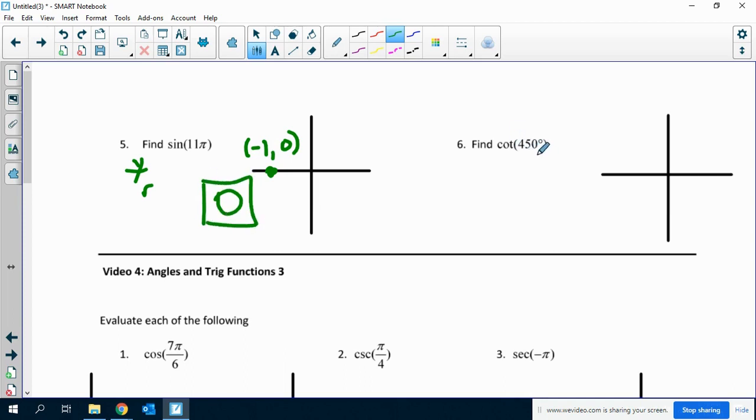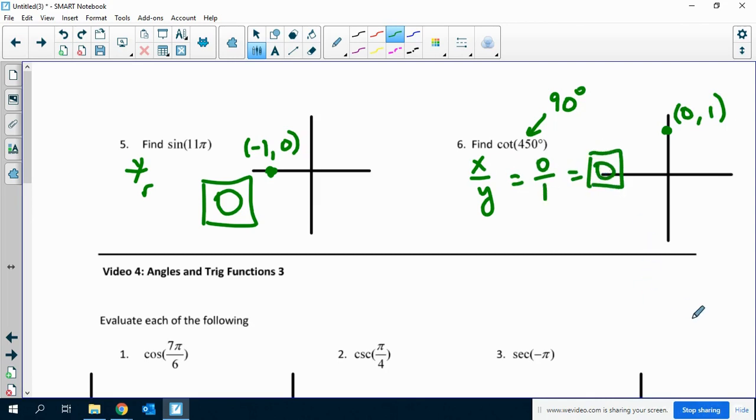Cotangent of 450 degrees. 450 degrees is coterminal with 90 degrees. So that puts us up here. And cotangent of 450, cotangent is x over y. And if I have the point 0, 1, x is 0 and y is 1, so 0 divided by 1 gives me 0. So that gives me the cotangent of 450.